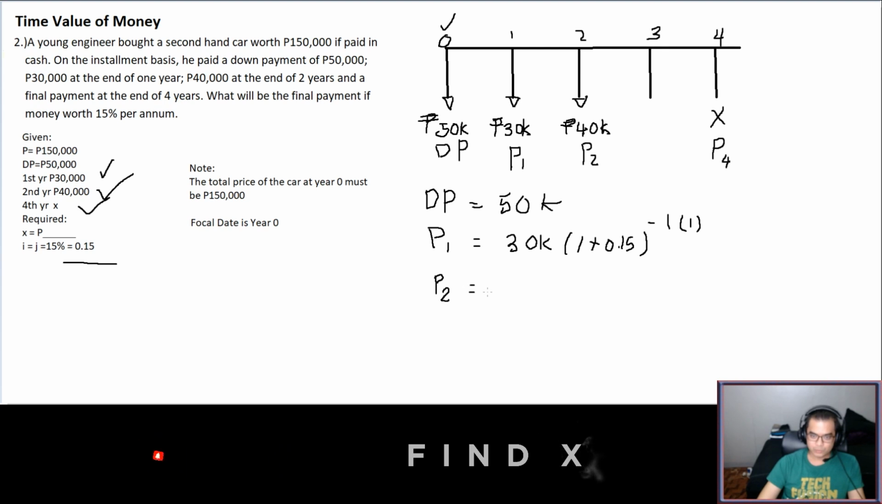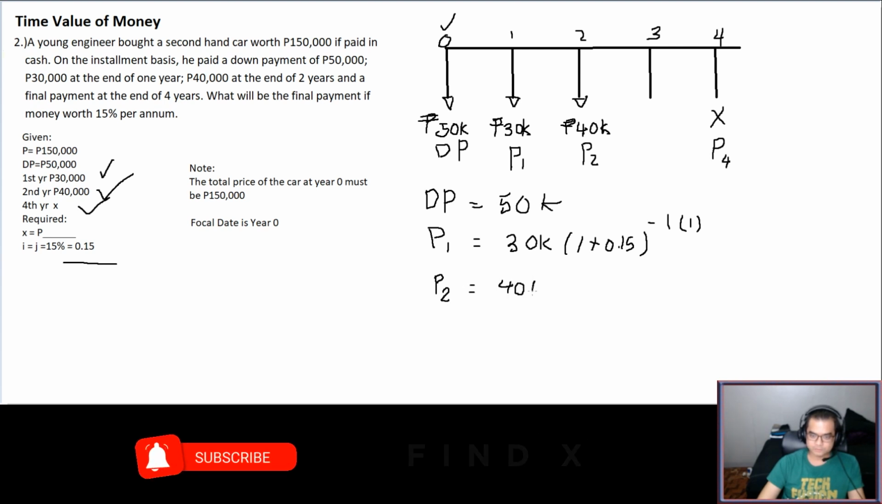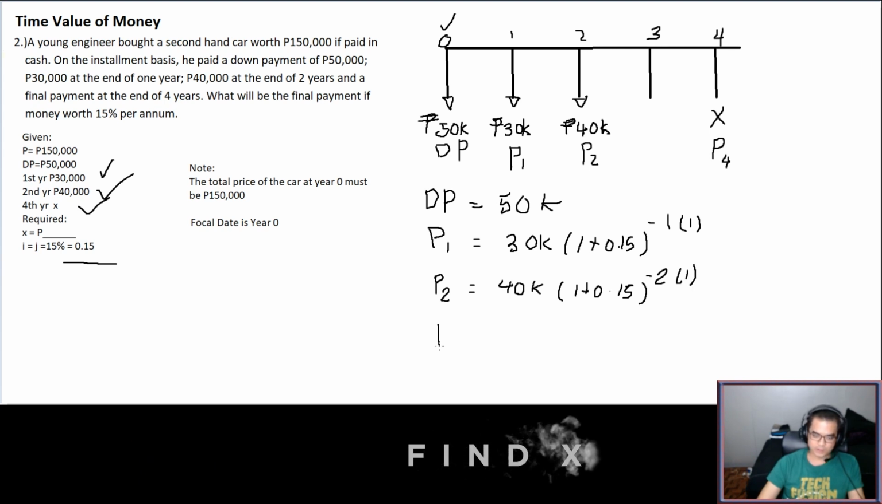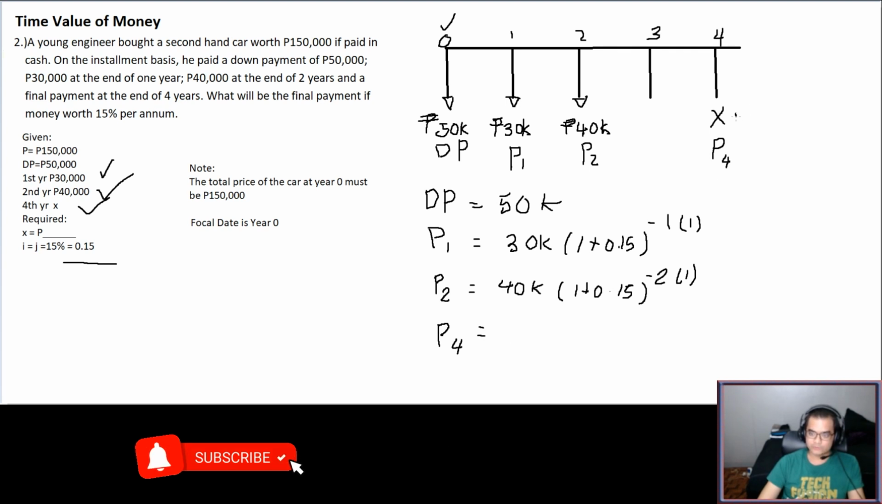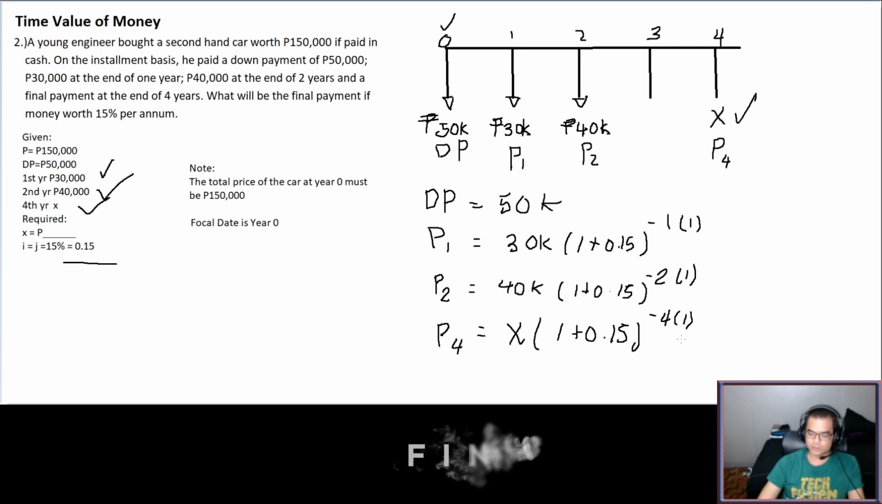P2, we have here 40,000 times 1 plus 0.15. That is year 2. Again, you have to go back 2 years, so that is negative again. We're going to the left. Negative 2 times 1. And then P4 must be equal to whatever value is this. So that must be x times 1 plus 0.15 raised to negative 4 times 1.